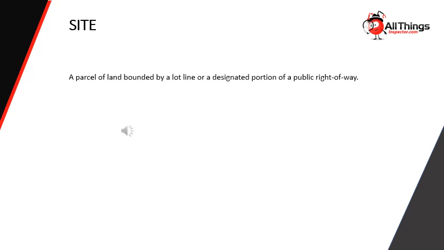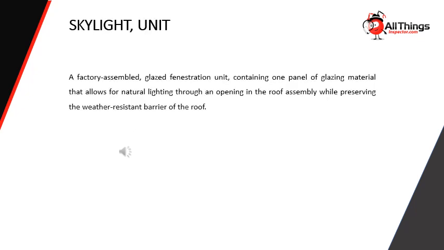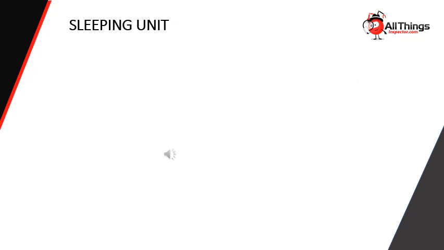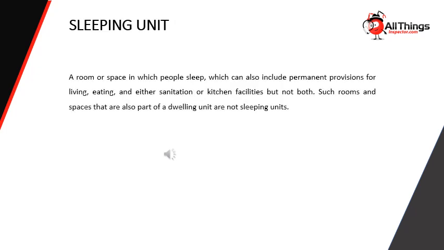Site. A parcel of land bounded by a lot line or a designated portion of a public right-of-way. Skylight unit. A factory-assembled glazed fenestration unit containing one panel of glazing material that allows for natural lighting through an opening in the roof assembly while preserving the weather-resistant barrier of the roof. Sleeping unit. A room or space in which people sleep, which can also include permanent provisions for living, eating, and either sanitation or kitchen facilities but not both. Such rooms and spaces that are also part of a dwelling unit are not sleeping units.